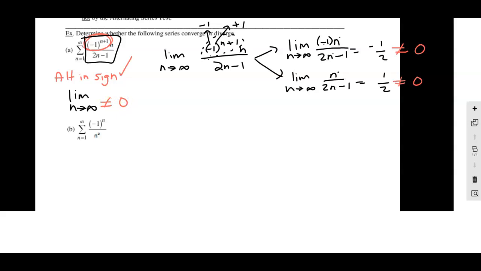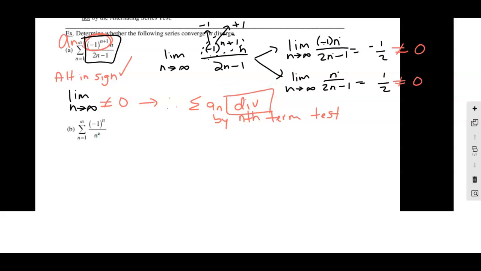So really, we didn't even need to worry about the alternatingness. Since the limit was not 0, we know my given series, I'm just going to say a sub n, that's all my a sub n, diverges, but it doesn't diverge by the alternating series test. It diverges by the nth term test. If it were to fail the limit part, or if it were to fail the decreasing in magnitude, it's going to diverge. But the reason why is because of the nth term test, right?